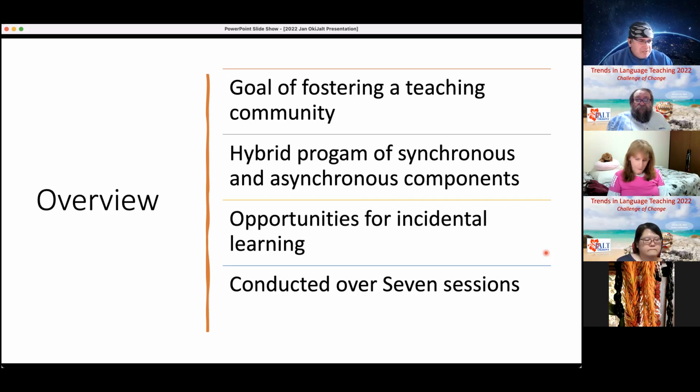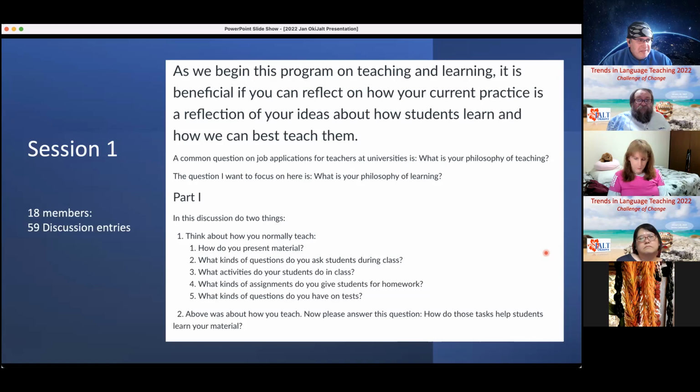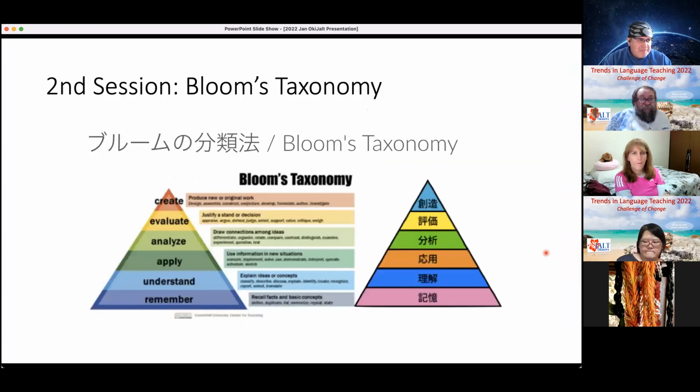And this was conducted over 7 sessions for this semester. So session number 1 was kind of metacognitive: what do you think about teaching? How do you present your material? How do you think that material helps students learn? And with 18 active members, there were 59 discussion entries. It's like, wow, this is really good over the course of a month, that there was a lot of interaction, and perhaps teachers were thinking about teaching differently. And they were definitely communicating more than they have in previous iterations of faculty development.